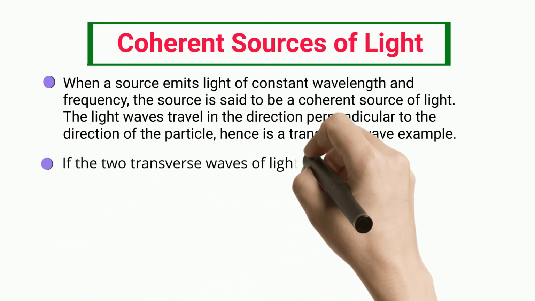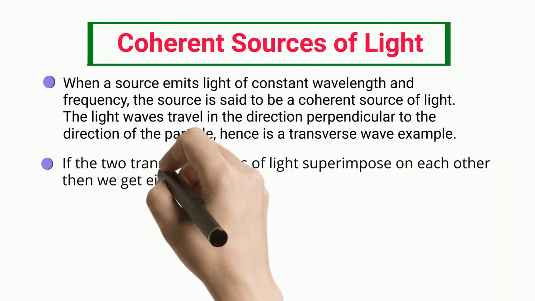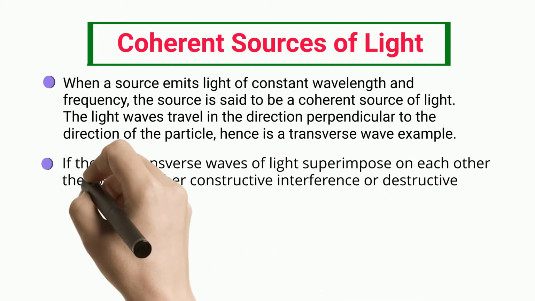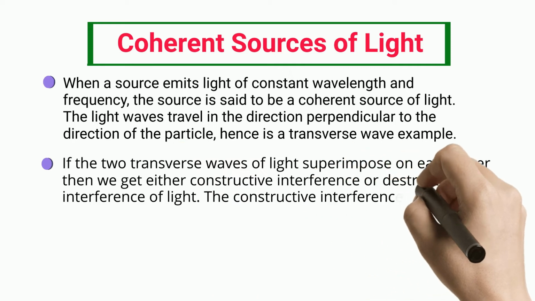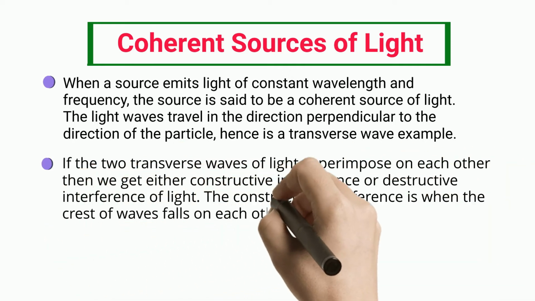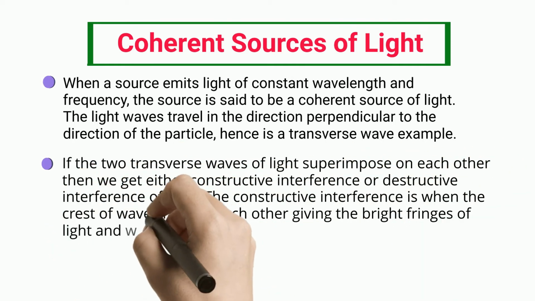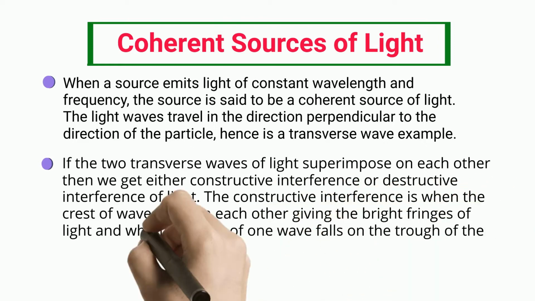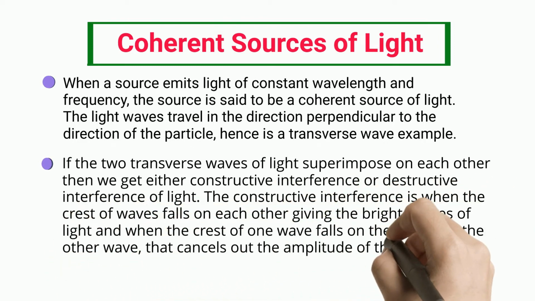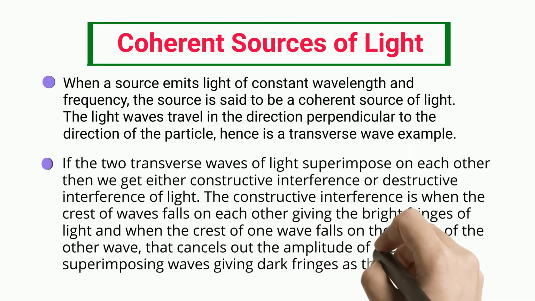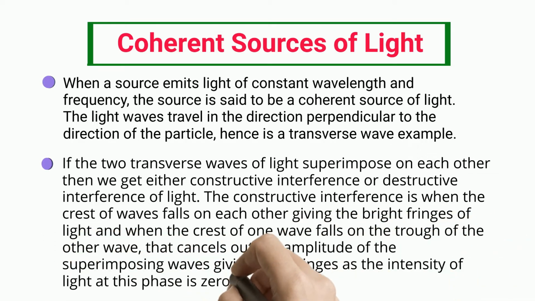If two transverse waves of light superimpose on each other, then we get either constructive interference or destructive interference of light. Constructive interference is when the crest of waves falls on each other, giving the bright fringes of light. When the crest of one wave falls on the trough of the other wave, that cancels out the amplitude of the superimposing waves, giving dark fringes, as the intensity of light at this phase is 0.